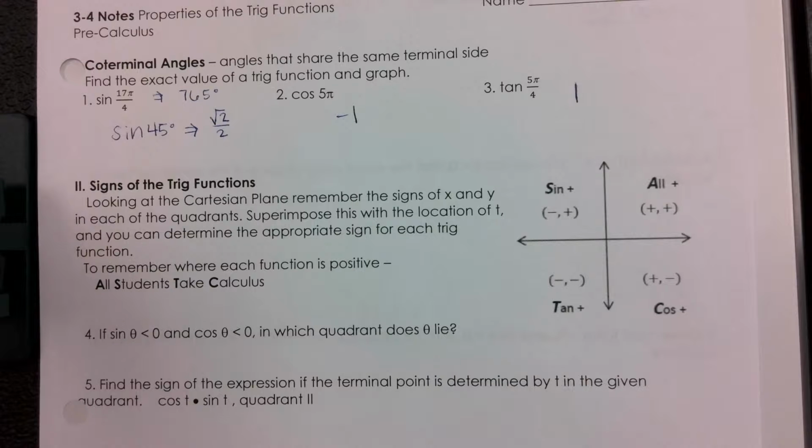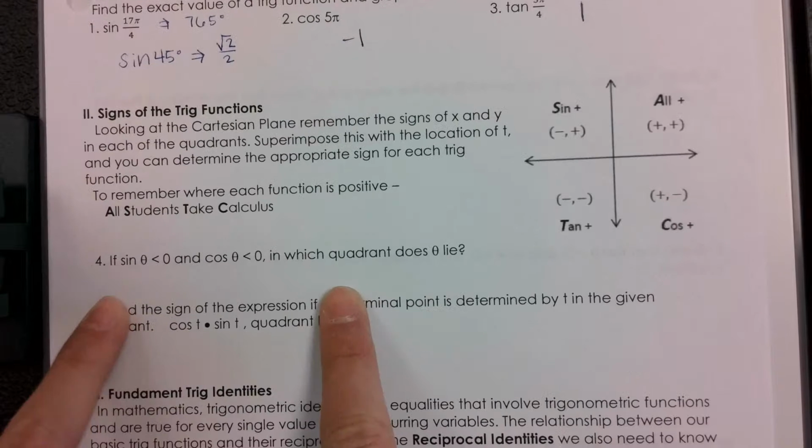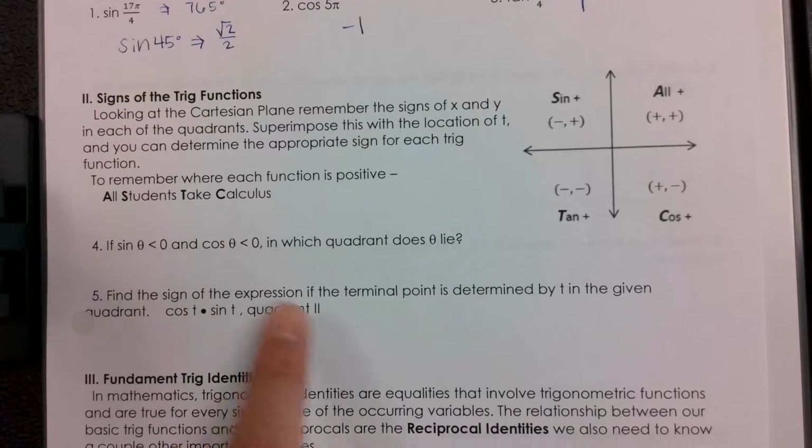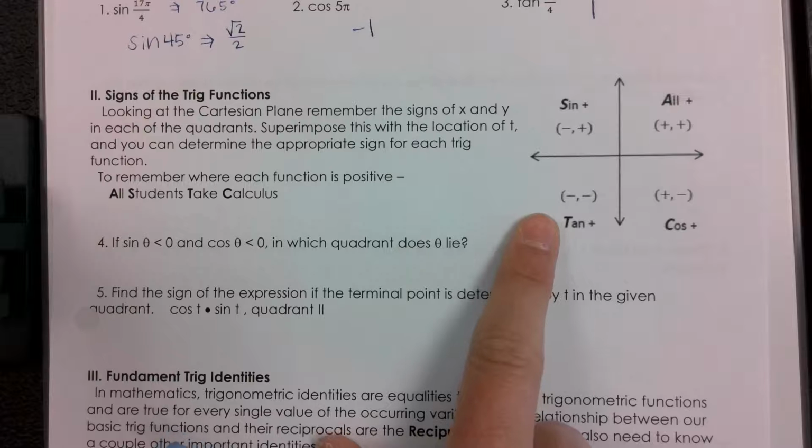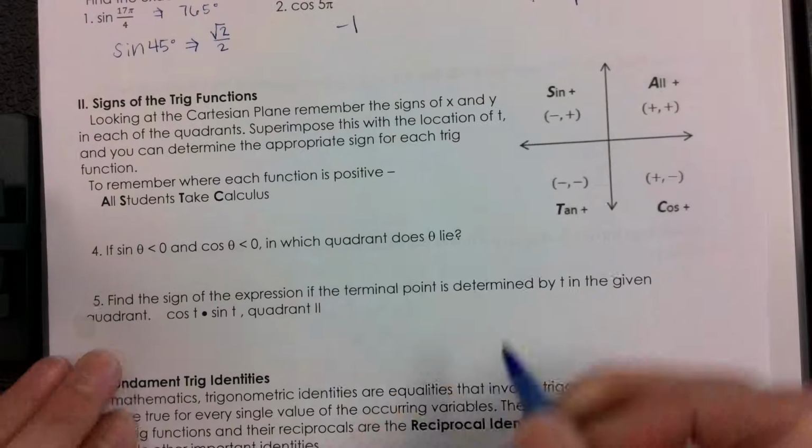So then if we're looking down here, it says if sine is negative and cosine is negative, what quadrant does theta have to fall in? Tangent. What quadrant is that? Well, 3. Does that make sense? Where sine and cosine are both negative, it would have to be in quadrant 3.